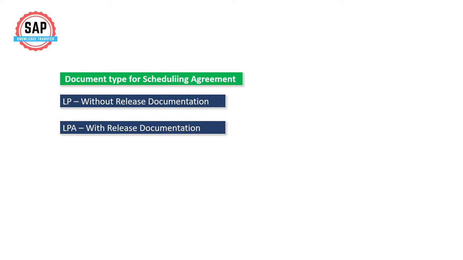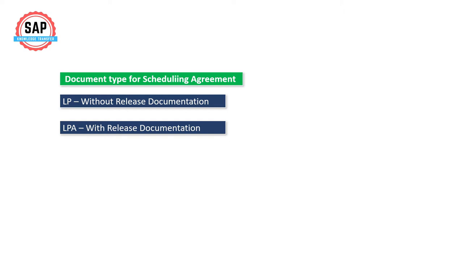Document type for scheduling agreement. There are two different types of document available: one is LP, without release documentation, and the other is LPA, with release documentation. LP is used if you make any changes in the scheduling agreement, such as changing the delivery date or quantity, or create any new scheduling agreement, it will automatically be transmitted to the vendor portal.